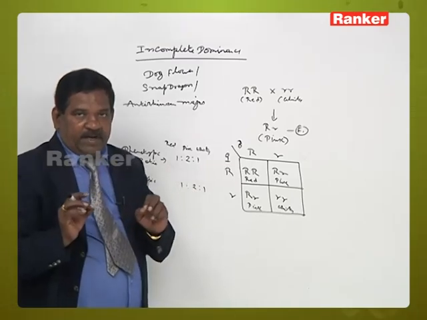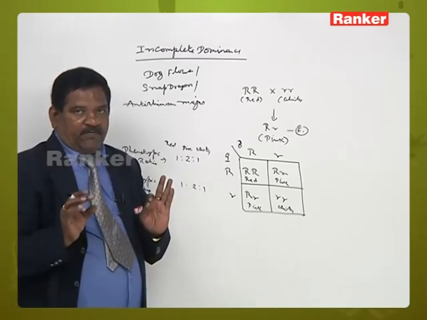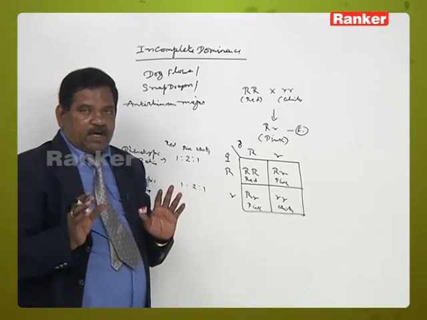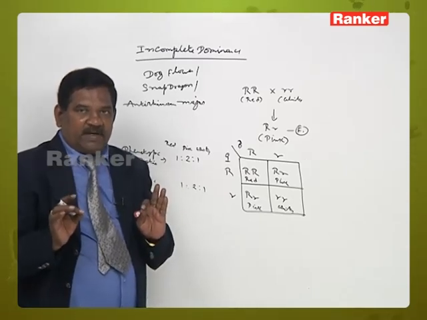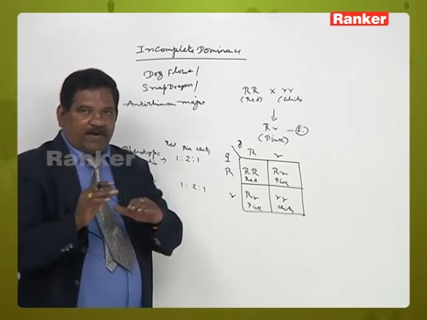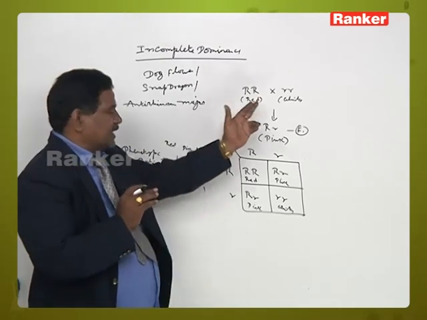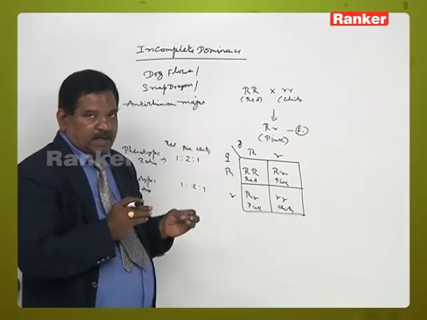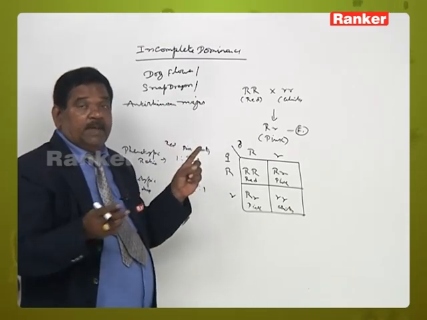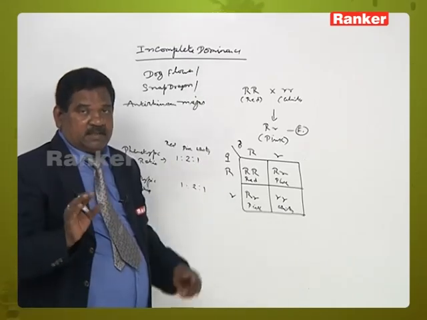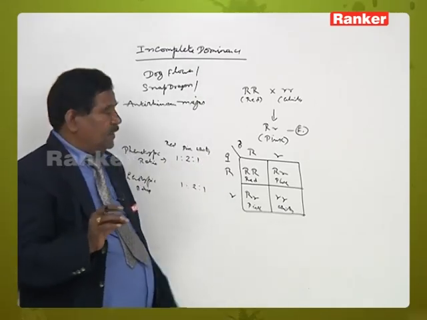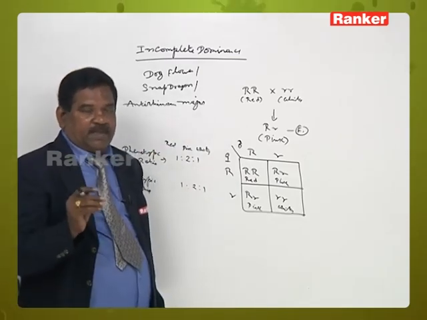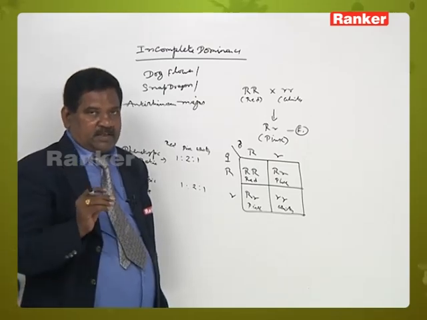Incomplete dominance is the phenomenon where the F1 hybrid is a mixture of the characters of both parents. No parental character is expressed in the F1 generation. It is a fine mixture of both parental characters, and this phenomenon we call incomplete dominance. It is one of the deviations from the Mendelian concept of dominance. Here the phenotypic ratio and the genotypic ratio are the same. And another one is codominance.